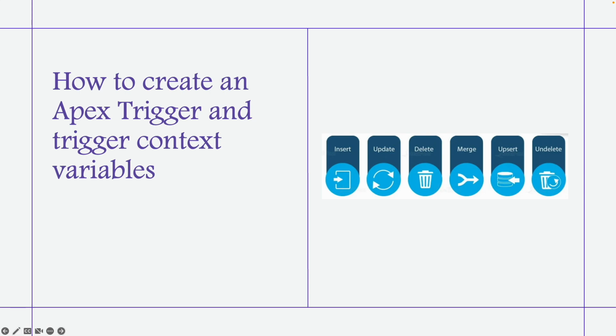Context variables provide useful information such as the old and new values of the records and can be used to perform a variety of actions like updating related records or sending notifications. By the end of this video, you will be able to create your own Apex trigger and make use of trigger context variables to create custom workflows and automate tasks in Salesforce.